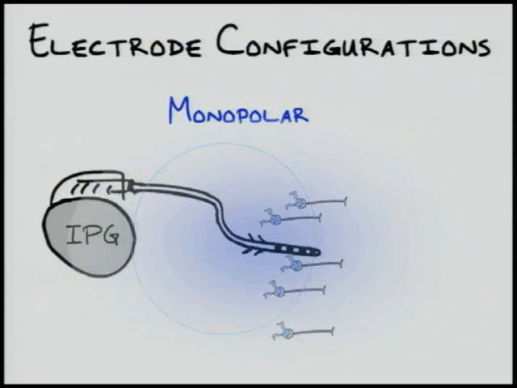Monopolar stimulation stimulates slightly farther away from the lead than bipolar stimulation. This may make it easier to stimulate a target nerve, but it is less specific in doing so, being more likely to excite other nearby neurons, which may also produce undesired effects.